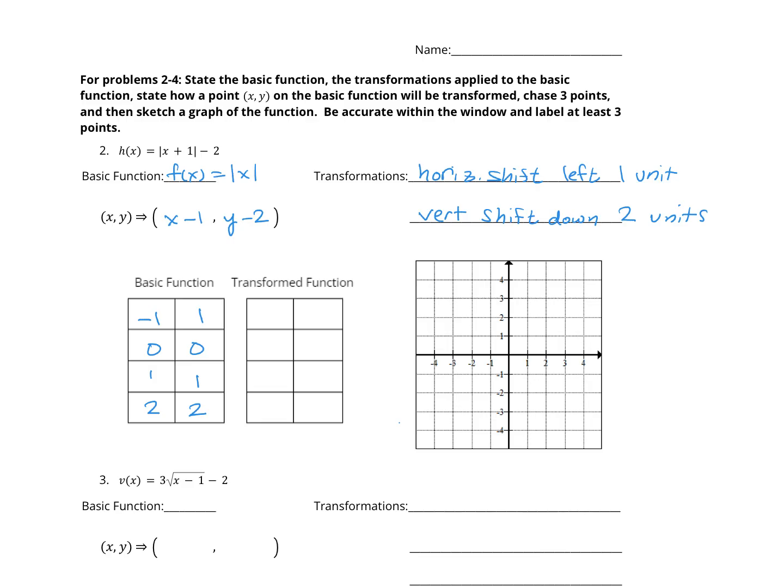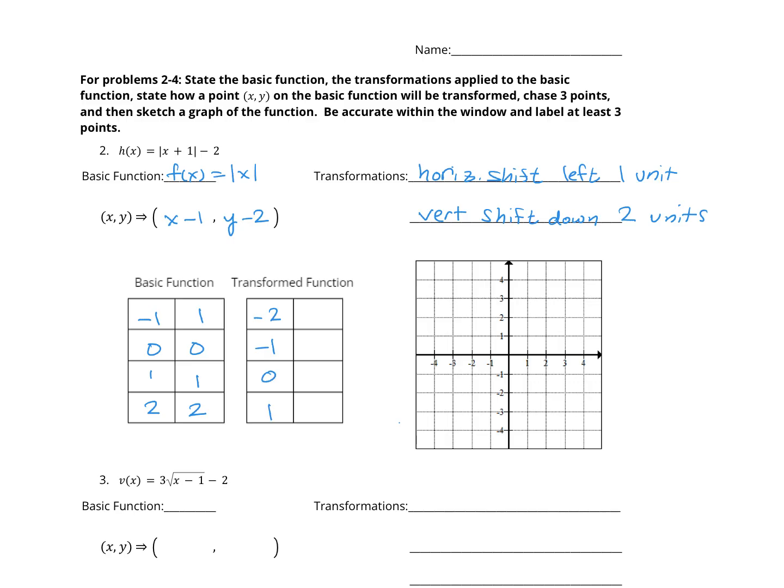Now we're going to go through and take those x values and run them through the transformation. Again, the x-coordinate is decreased by 1. So every one of those x values is going to drop down by 1 unit. So -1 take away 1 is -2. 0 take away 1 is -1. 1 take away 1 is 0. And 2 take away 1 is 1.